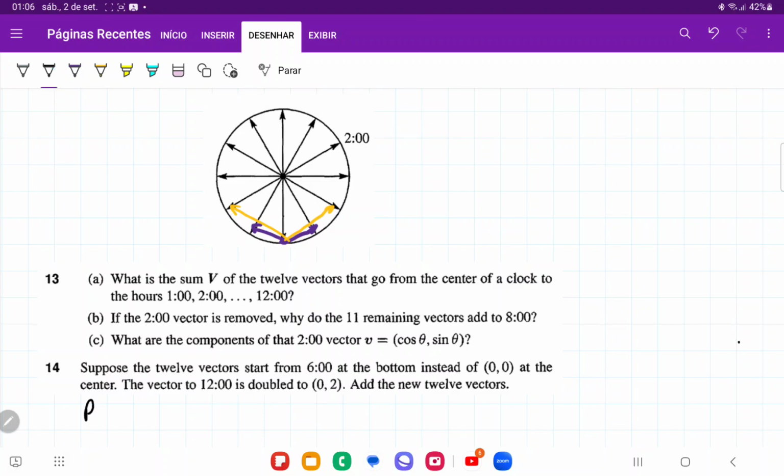So what I can say, the resultant is going to be zero in my x. However, what about my y? Well, now I have nothing canceling out on my y, because what is happening here is that I just keep adding these and they just keep getting bigger and bigger, right? So, how can we think about this?